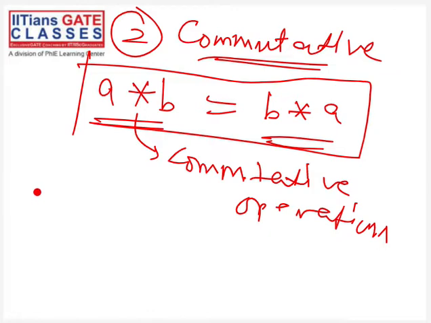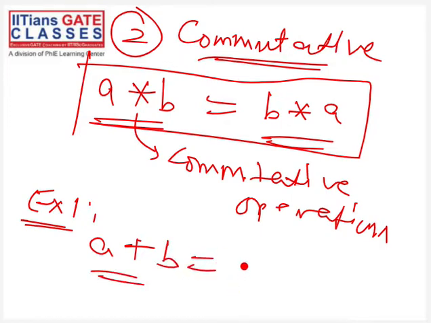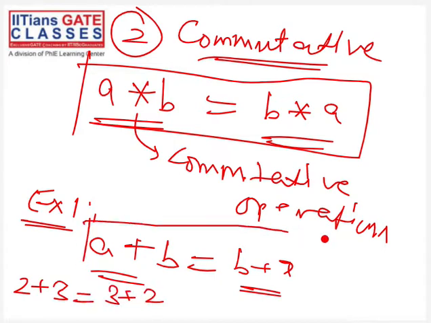Okay, for example, let's take example one. You already know that the addition operation is commutative, because you can either do a plus b, or you can do b plus a. You already know that 2 plus 3 is actually equal to 3 plus 2. So addition operation is commutative. Multiplication operation is also commutative.